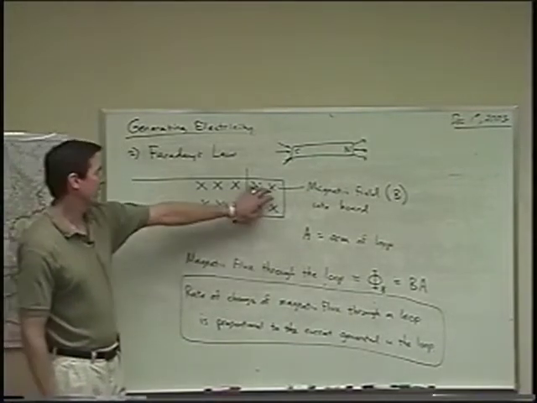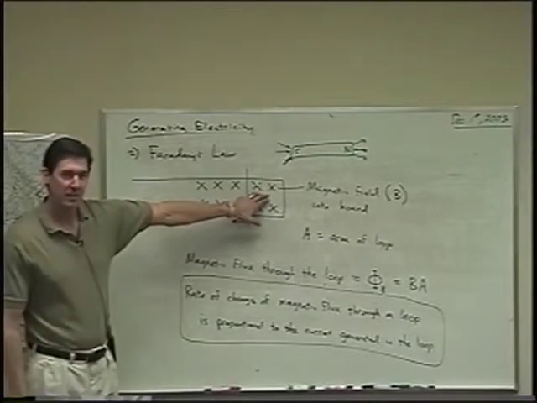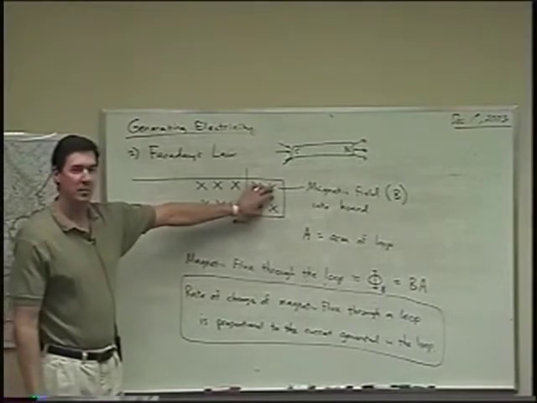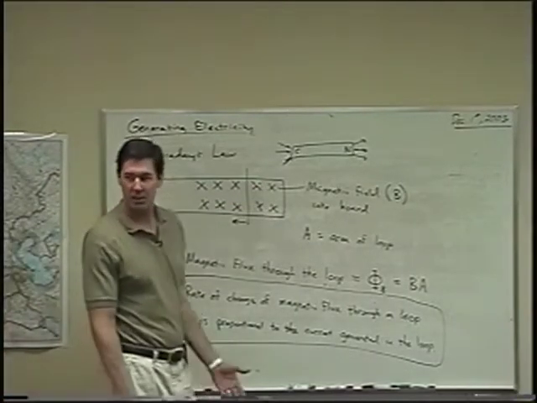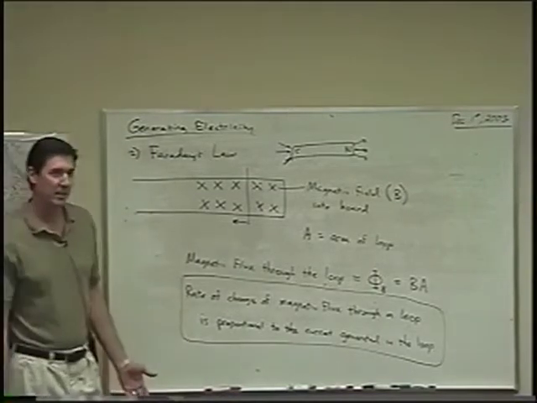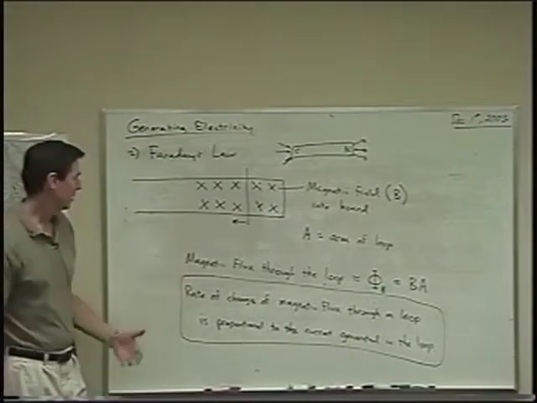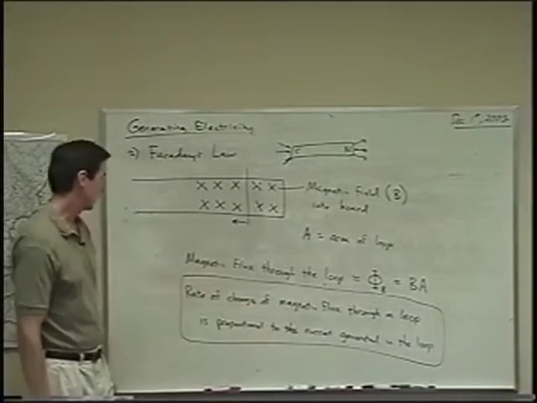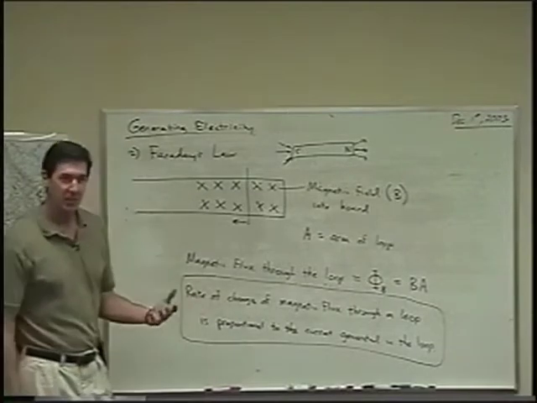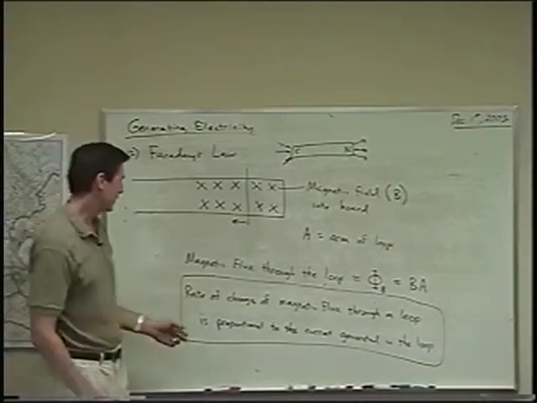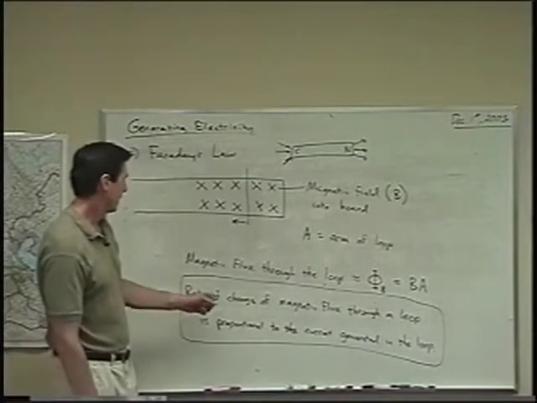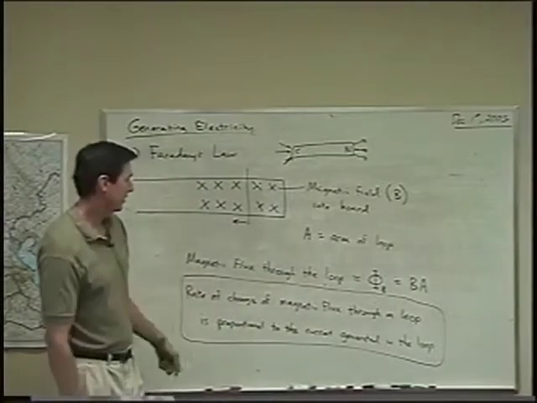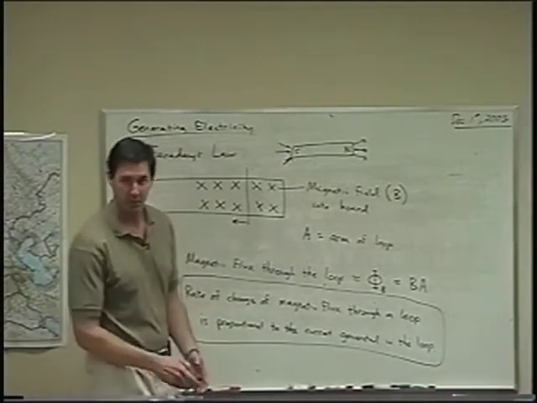Now remember that magnetic flux by itself doesn't do anything. You can have a ton of magnetic flux through this loop, and as long as it stays constant, it doesn't create any current at all. It's only when the flux is changing that it creates a current. And the quantitative law that Faraday discovered is that the rate of change of the flux is directly proportional to the current that it produces.